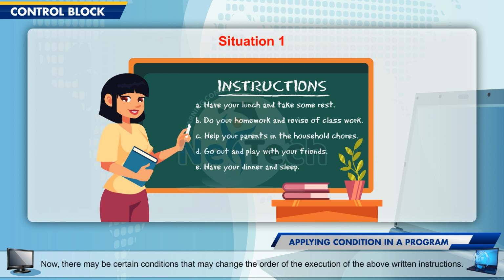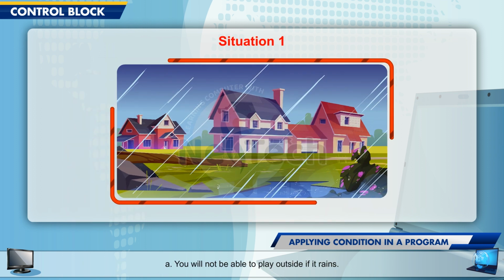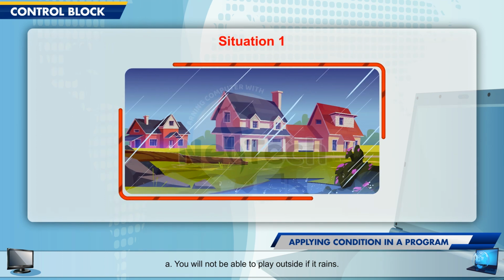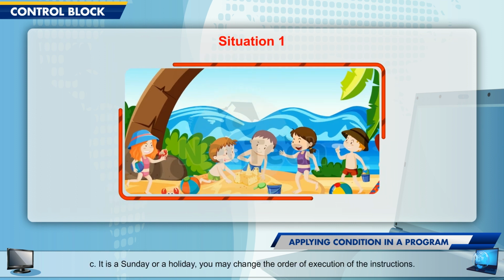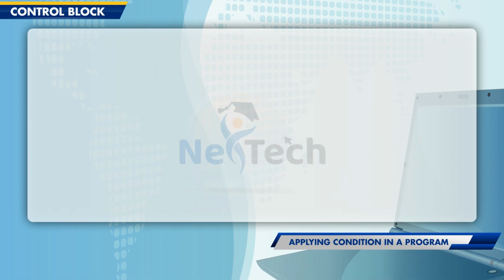Now there may be certain conditions that may change the order of the execution of these written instructions. You will not be able to play outside if it rains. If you are not feeling well, you may not be able to play. If it is a Sunday or a holiday, you may change the order of execution of the instructions. Thus, the order of execution of a set of instructions may change as per the condition. Also, each condition may give you a different result.